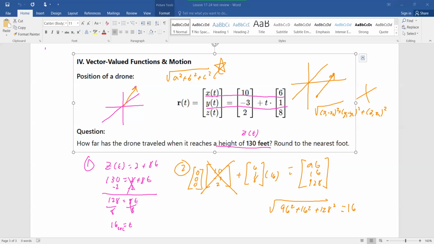So nearest foot. What's the tenths place? And then feet. There you go. So even though it's 130 feet up in the air currently, for displacement purposes, it has moved 161 feet. So again, you could go this route, but you then have to apply this one. So it's a lot easier just to take our vector, move it to the origin. So you're just playing with this part here.